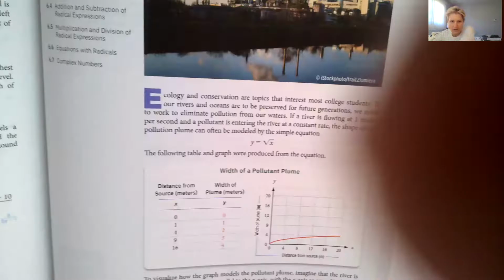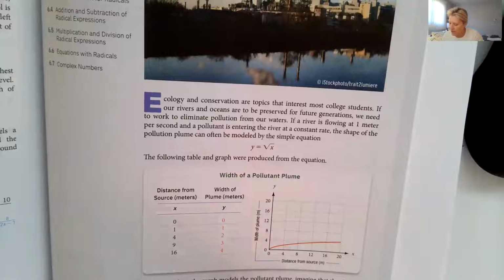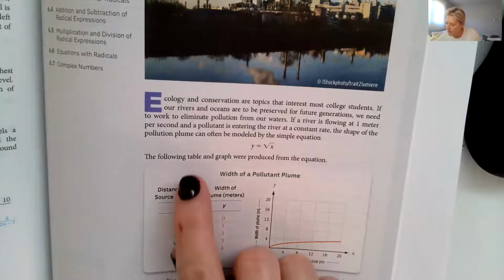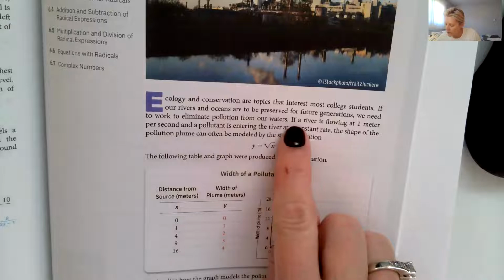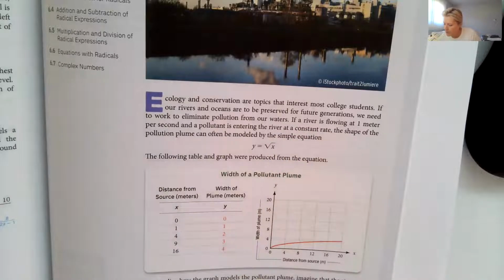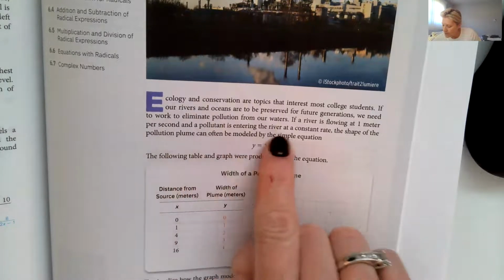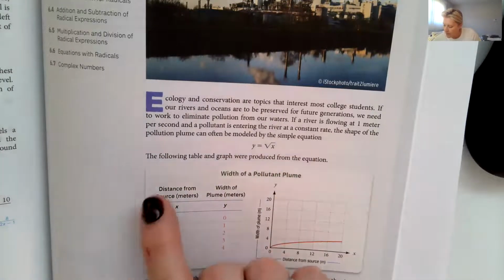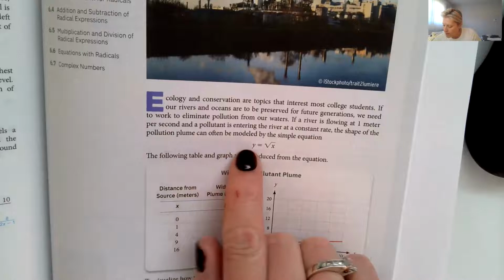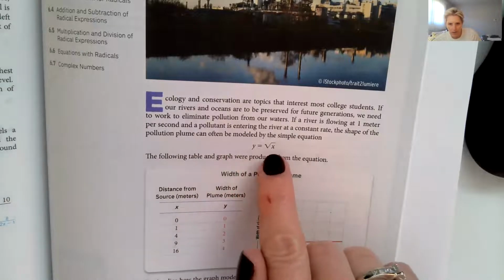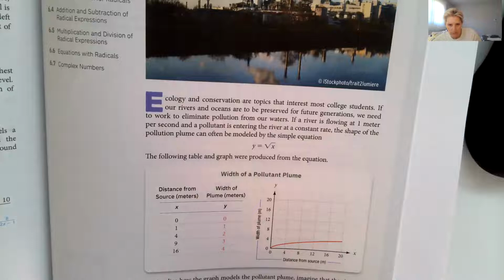The intro problem here is talking about ecology and conservation, topics that interest most college students. If our rivers and oceans are to be preserved for future generations, we need to work to eliminate pollution from our waters. If a river is flowing at 1 meter per second and a pollutant is entering the river at a constant rate, the shape of the pollution plume can often be modeled by this simple equation. And that says y equals, and that's called the square root.